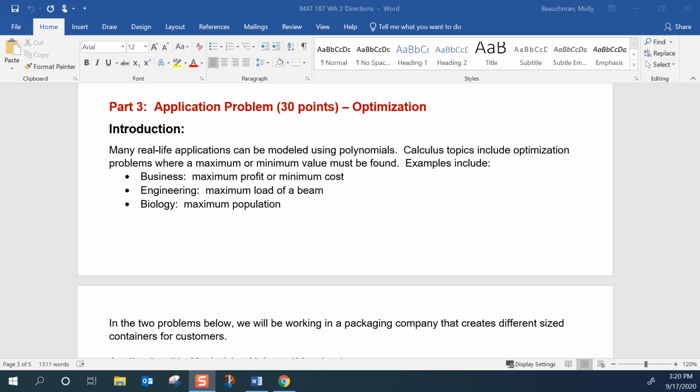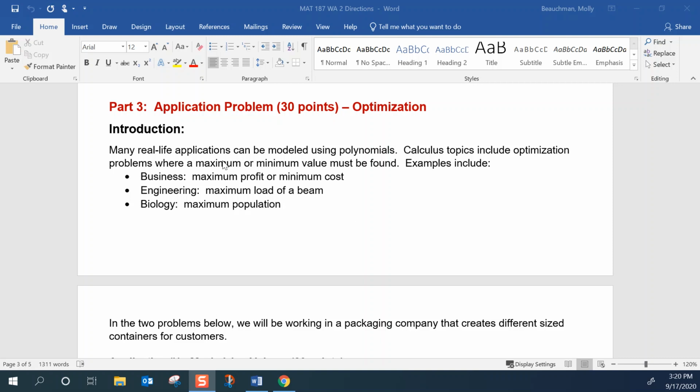In this video, we'll take a look at part 3 of the application problems, and the subject is optimization. This is something that you'll be doing in the calculus classes, not using graphing or Desmos, but you'll be using calculus to find maximums and relative minimums.